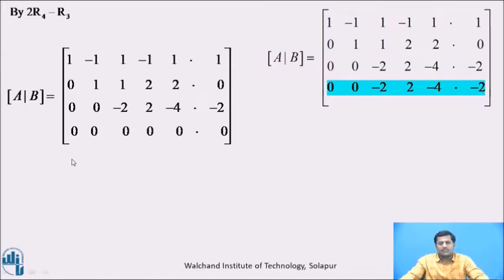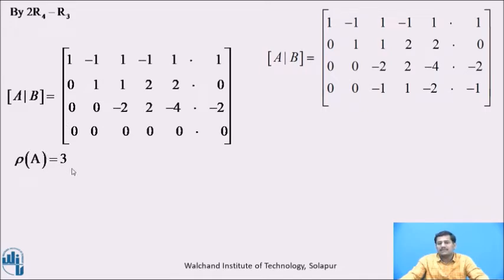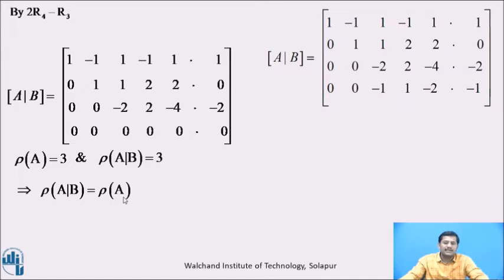required echelon form. Now here we can see that in this coefficient matrix A, the first three are the only non-zero rows. That's why I can say that the rank of coefficient matrix A is 3. Now let us calculate the rank of augmented matrix AB by considering the full system. In this also you can see that there were only 3 non-zero rows. That's why I can say that the rank of augmented matrix AB is also 3. From these two we can say that the rank of augmented matrix AB is equal to the rank of the coefficient matrix A. According to the condition of consistency, the given system is consistent.